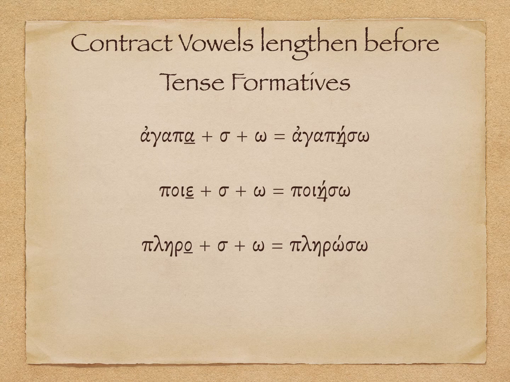We deal with contract vowels as well that lengthen before their tense formatives. Remember, contract vowels end in alpha, omicron, and epsilon. Their stem. So if the alpha is the end, then it lengthens to an eta. Epsilon lengthens to an eta. Omicron lengthens to an omega. Agapa becomes agape. Poie becomes poie. Plera becomes plero. And then the sigma and the omega.